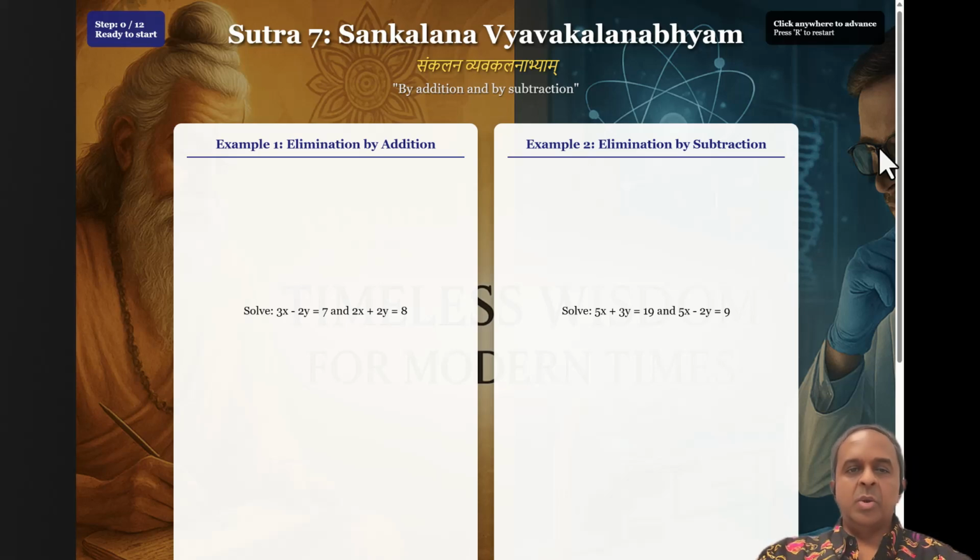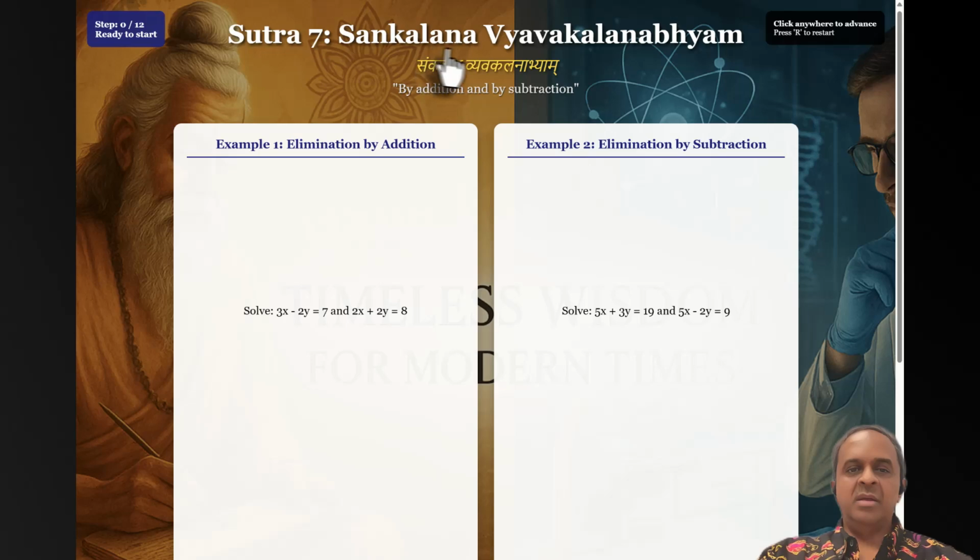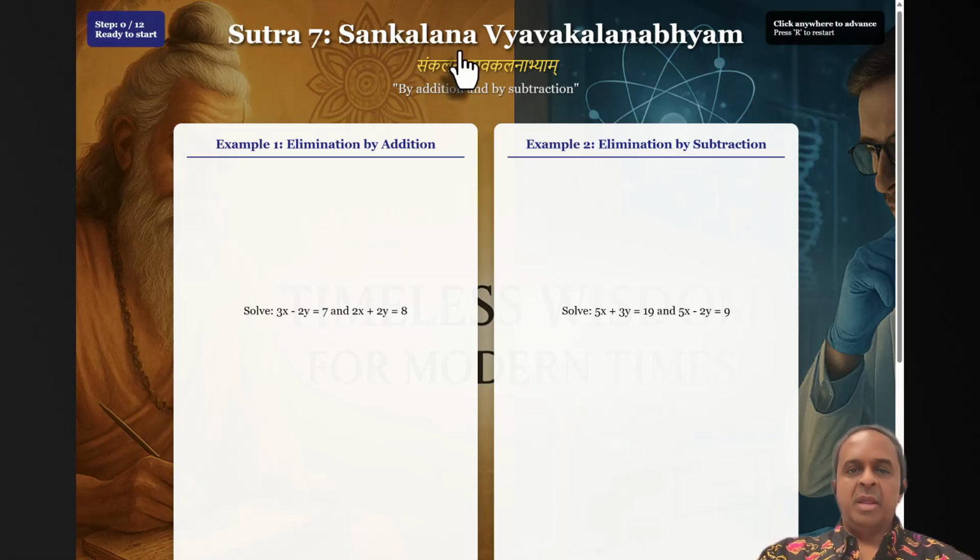All right. So moving on to Sutra 7, again another long Sanskrit name, right? Pronounced as Sankalana-vyavakalanabhyam. Breaking it up: Sankalana, Vyavakalanabhyam. So pronounced as Sankalana-vyavakalanabhyam. Okay.